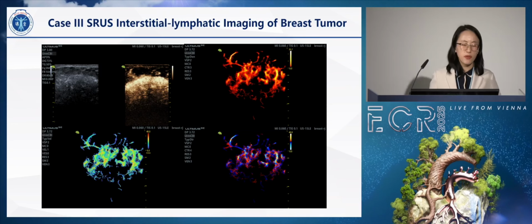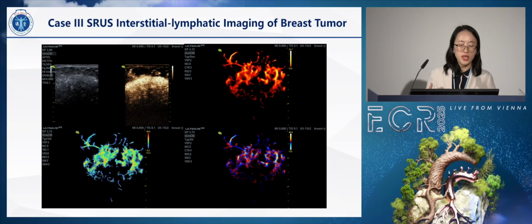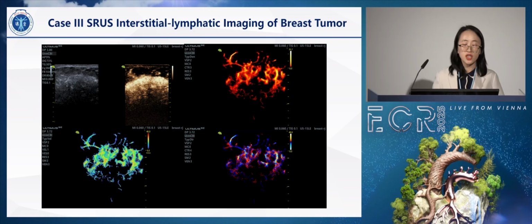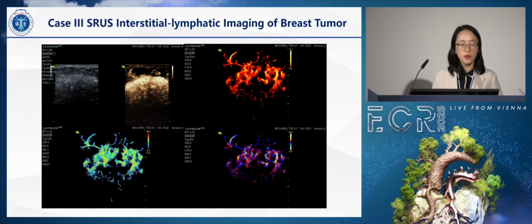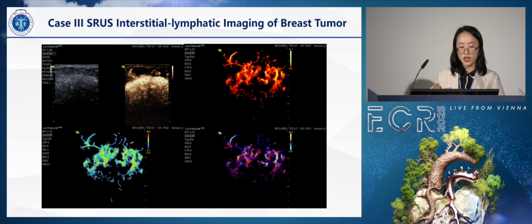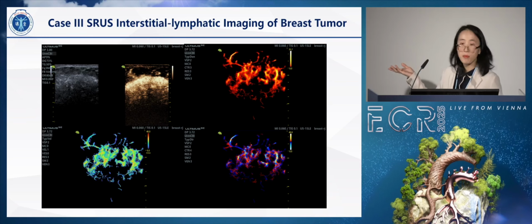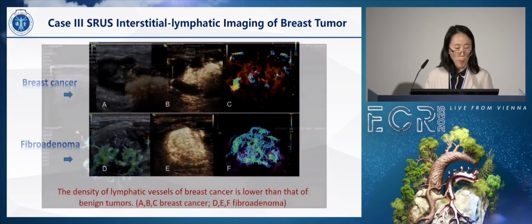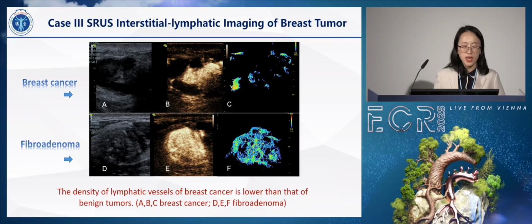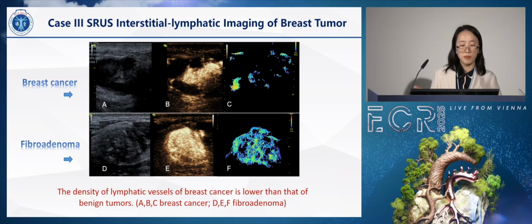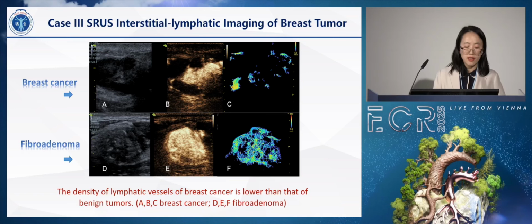And we have performed another study using SRUS to show the interstitial lymphatic network of the breast tumor. The contrast agent was injected into the center of the breast tumor, and then the URM would be acquired, and the three maps would be analyzed. When comparing the quantitative parameters between breast cancer and benign breast tumor, we found that the density of lymphatic vessels of breast cancer is lower than that of benign tumors.